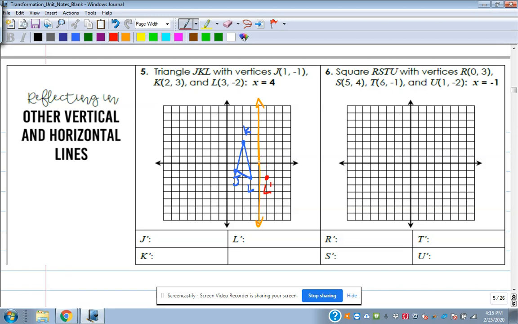That ordered pair is 1, 2, 3, 4, 5. Then the Y value is the same as L, which was -2. That's the same distance away from the line of reflection. J is how many units away from that line of reflection? 3. So I'm going to go up here to J prime. It's going to be there. So that's going to be at 6, 7. And then the same Y value.